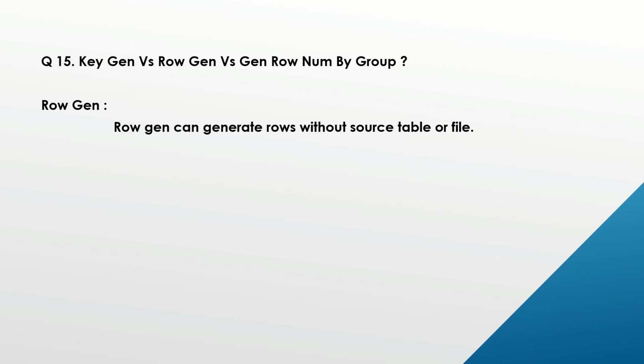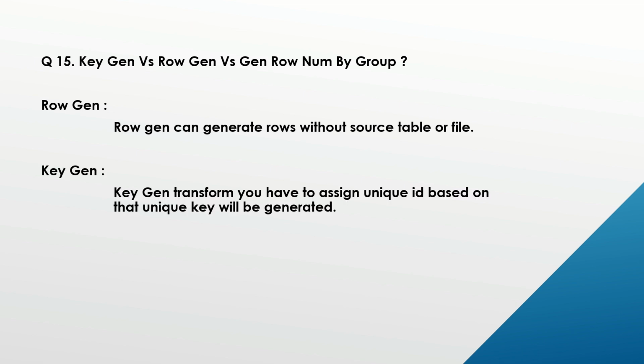Question number 15. What is the main difference between key generation, row generation, and gen row num by group? Let's see the functionality of these three functions. First one, row gen. Row gen will generate row numbers without source table or file. Here we no need to give any input table or source table to generate row numbers.